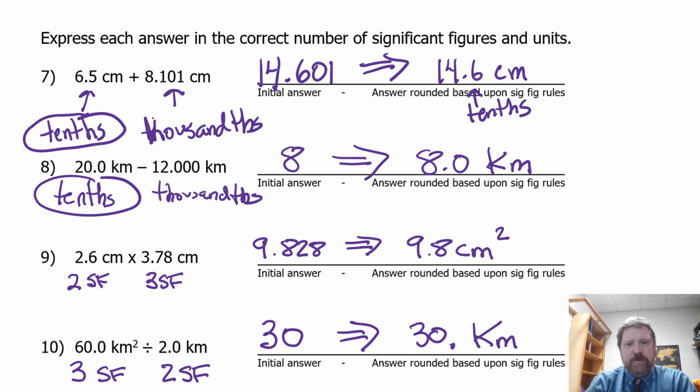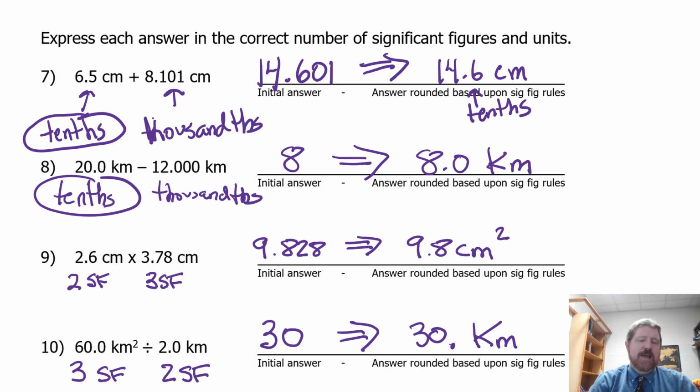Then we're doing some significant figures in math at the same time. When we add numbers together, we think about where the decimal places end first. If we're multiplying or dividing, we look at where the sig figs end first, slightly different. So in number 7, 6.5, the 5 is the estimate, plus 8.101, the last one is the estimate.